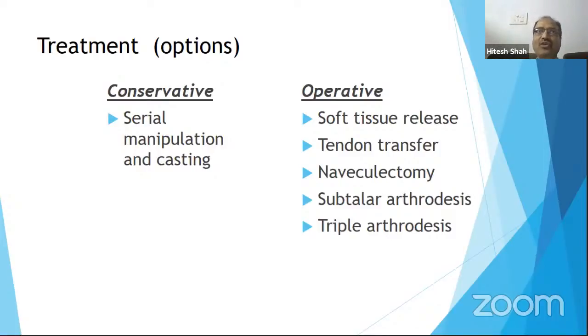So the severity or the extent of the surgery required would be a little less. Okay, so you can do manipulation and casting, but again, in the older age group, even Matthew Dobbs and other people don't have a good result beyond 2 to 3 years of age. So other operative intervention would be required. Those options include soft tissue release, tendon transfer, naviculectomy, subtalar or triple arthrodesis, depending on the age of the child.